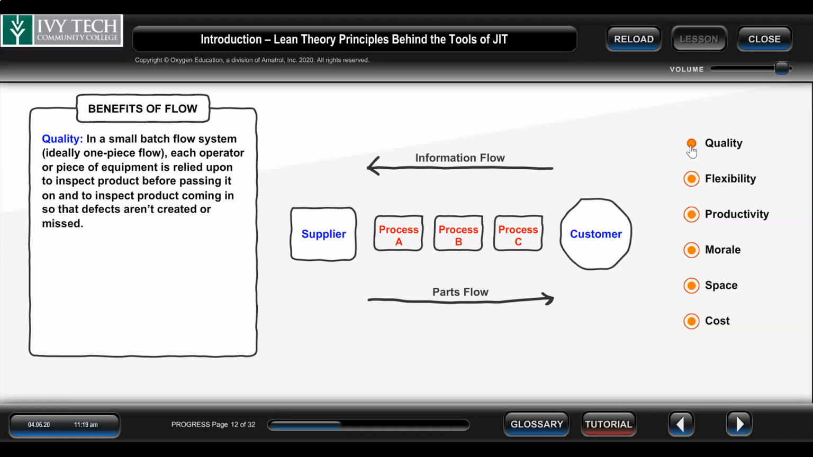Quality. In a small batch flow system, ideally one-piece flow, each operator or piece of equipment is relied upon to inspect product before passing it on and to inspect product coming in so that defects aren't created or missed.